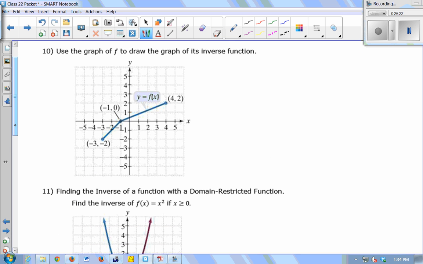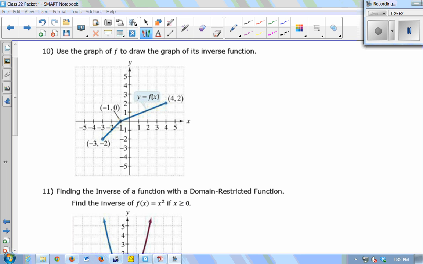All right, so here's a graph of a function f of x, just a little piecewise function. I want you to sketch the graph of the inverse. All right, let's take a look at it. So (-3, -2) is a point on f. What is the corresponding point on f inverse? (-2, -3). We just swap the x and the y.